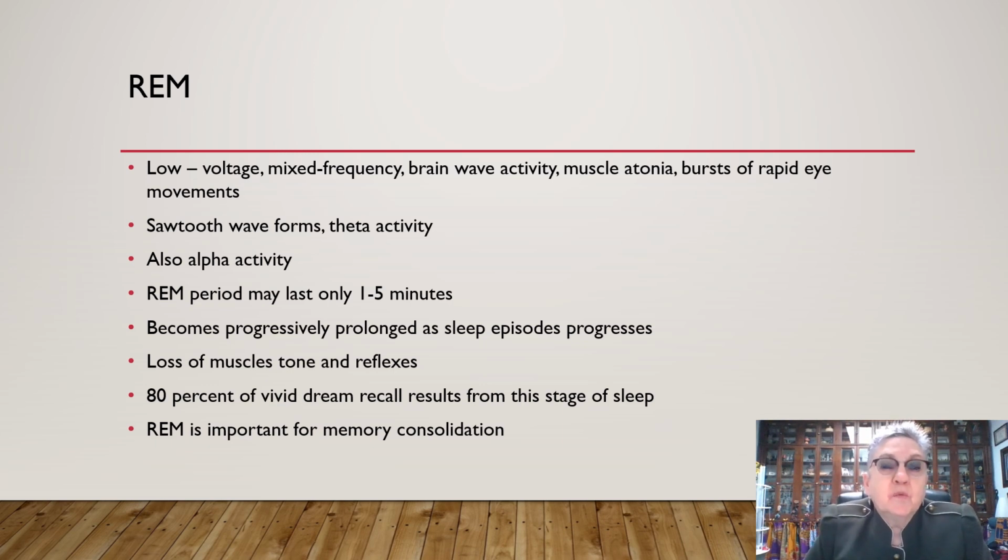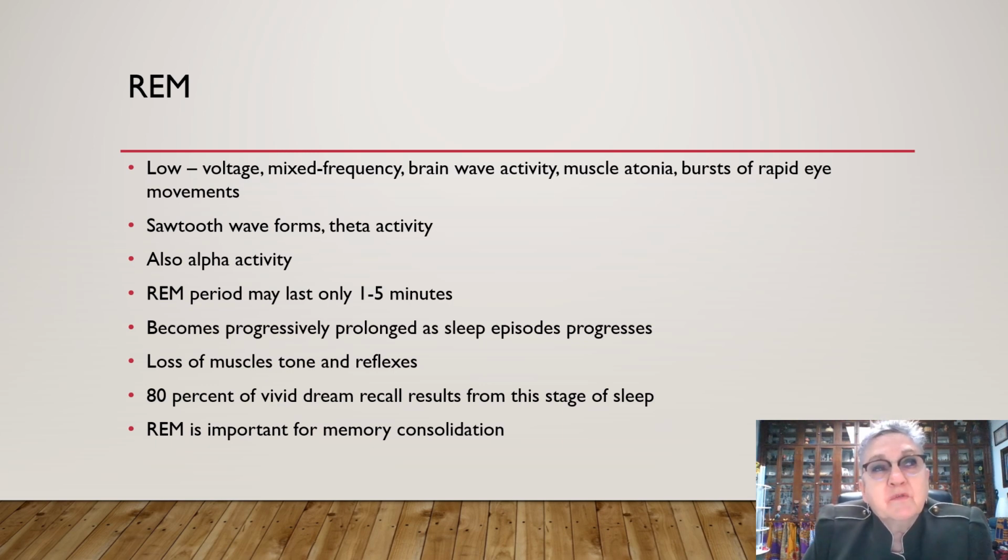In REM, we often see sawtooth waveforms. That's called theta activity. There's also alpha activity, which is a smaller wave. We see REM periods last 1 to 5 minutes, and they progress in length during the different phases of sleep throughout the night as the sleep episode progresses.